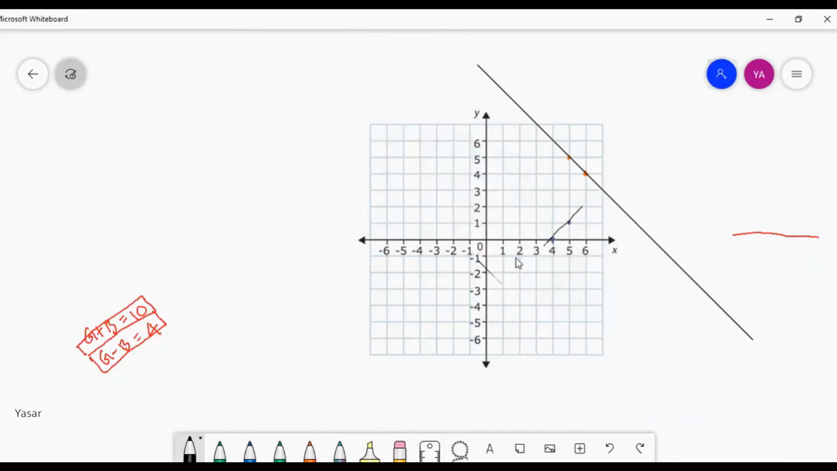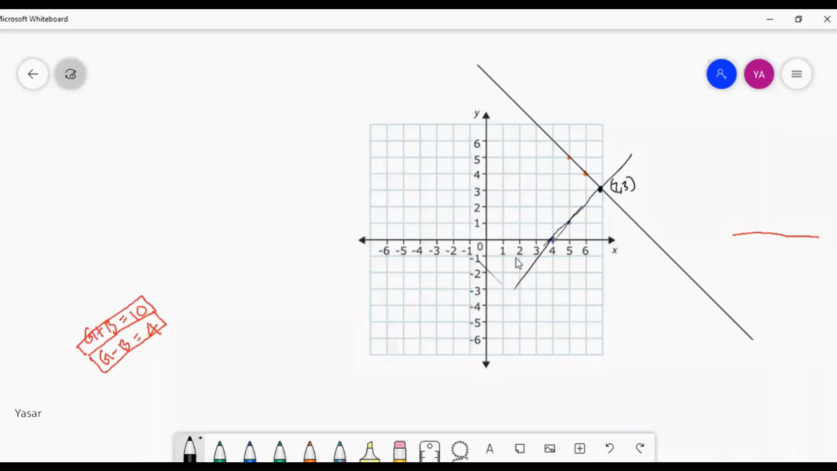The graph will go through these points and intersect at this point. What are the coordinates of this point? 7, 3. So 7, 3 is the solution, the common point for both lines. That means 7, 3 satisfies both equations: 7 plus 3 is equal to 10 and 7 minus 3 is equal to 4. So 7, 3 is a solution for both equations.